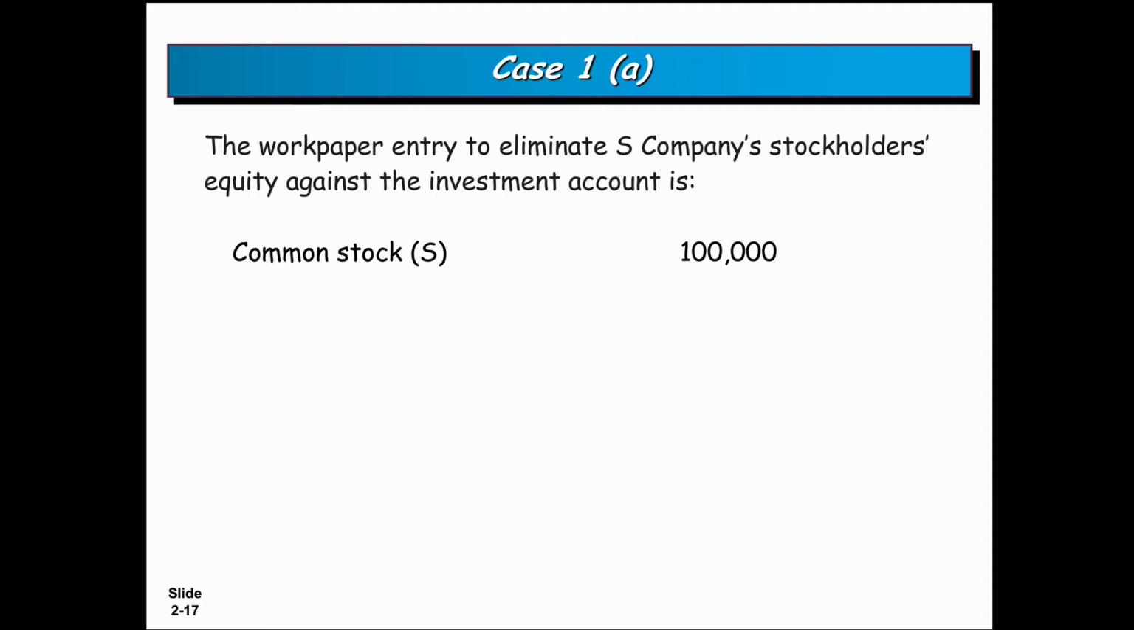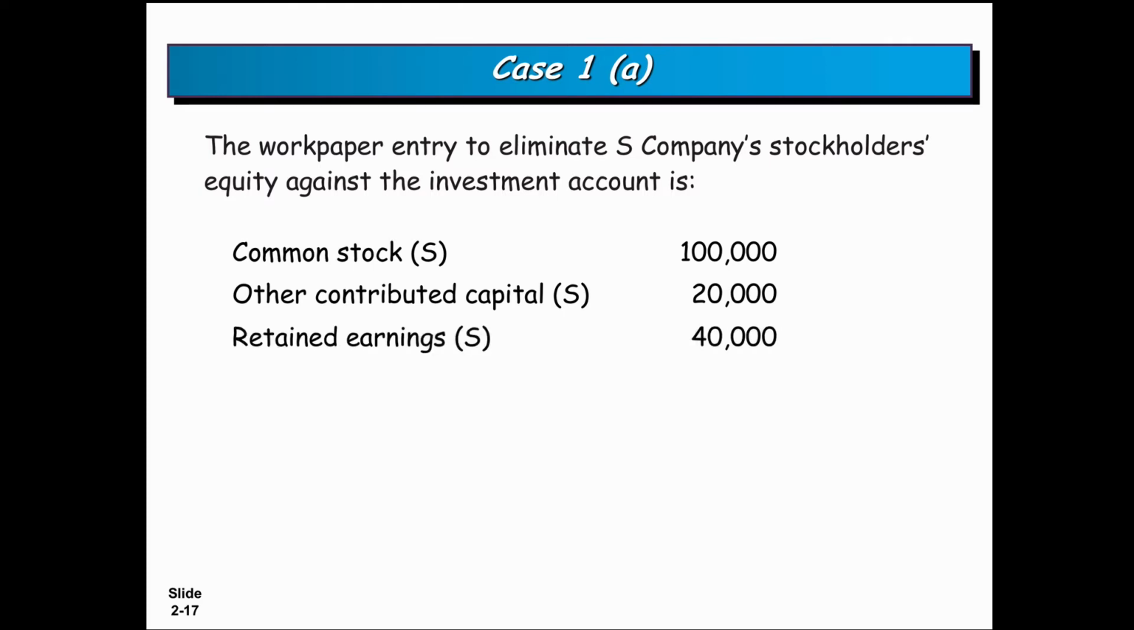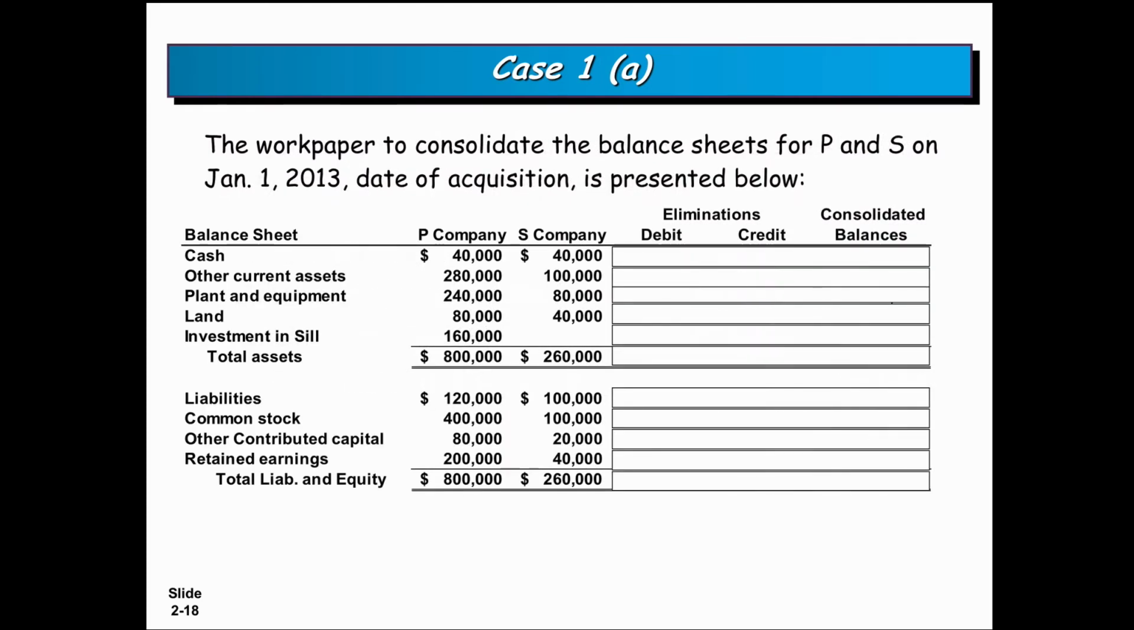So we debit common stock of the subsidiary by 100,000, other contributed capital by 20, retained earnings 40, and all of them you can see between brackets, they mean S, which means for the subsidiary company. We credit the investment in subsidiary company 160, and here there is no goodwill and no gain. And now let us look at the elimination entry with the consolidated balance sheet.